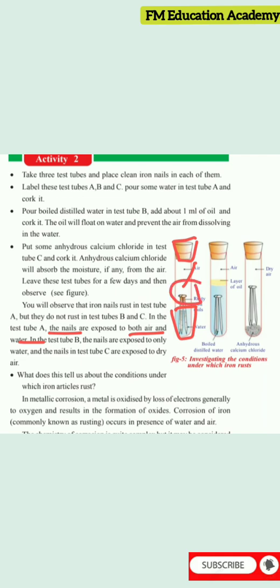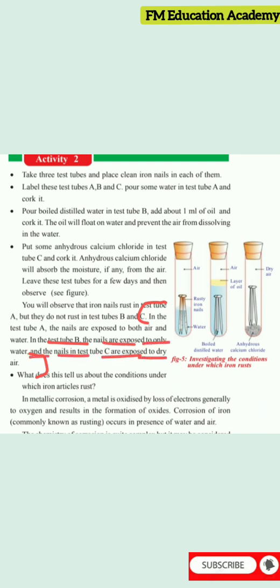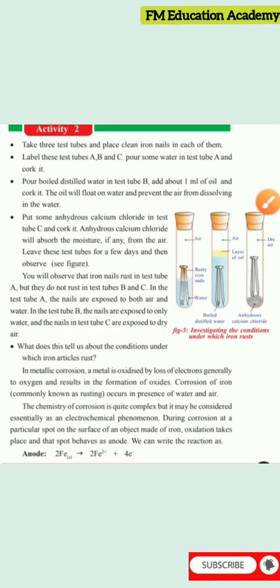As we can see, the brownish coating is formed in test tube A. Whereas in test tube B, this also comes under observation. All these points you should write in observation. In test tube B, the nails are exposed to only water, and the nails in test tube C are exposed to dry air. That is, only if they are exposed to water or only if they are exposed to air, then they will not get corroded. In order for them to get corroded, for iron nails, both air and water should be present.